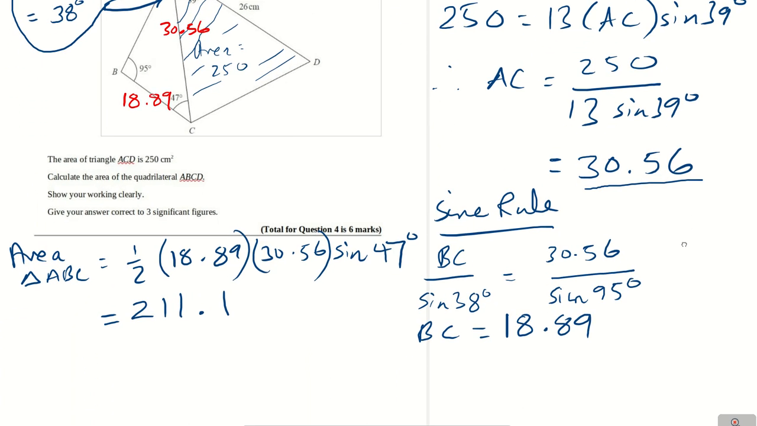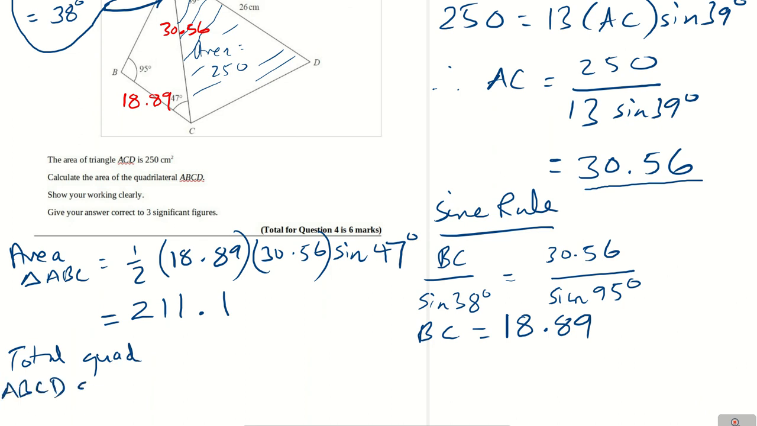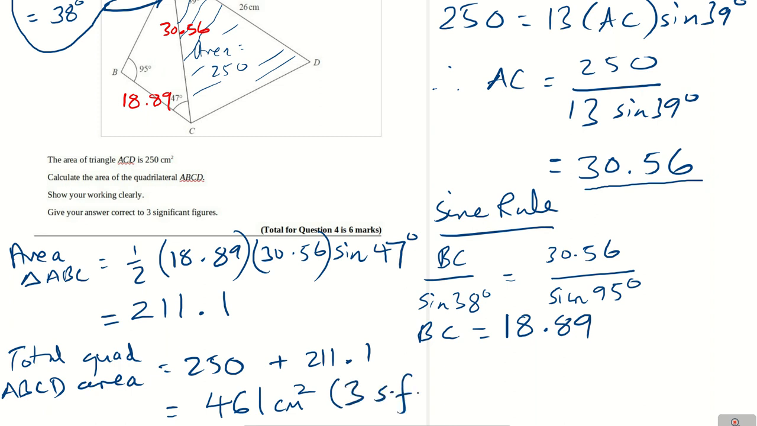And we've almost done it because the total area of quadrilateral ABCD is going to equal the sum of the areas of the two triangles. So it's going to be 250 plus 211.1, which comes to 461 square centimetres to three significant figures.